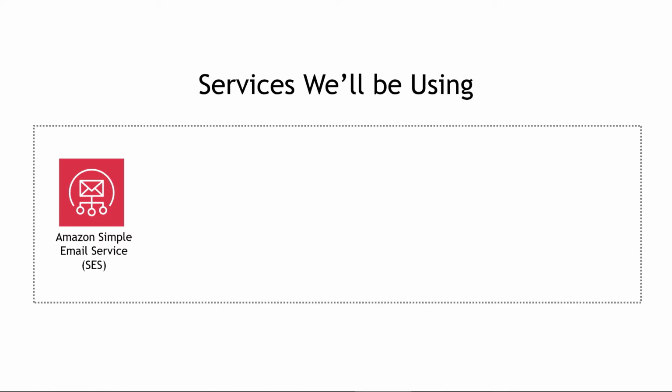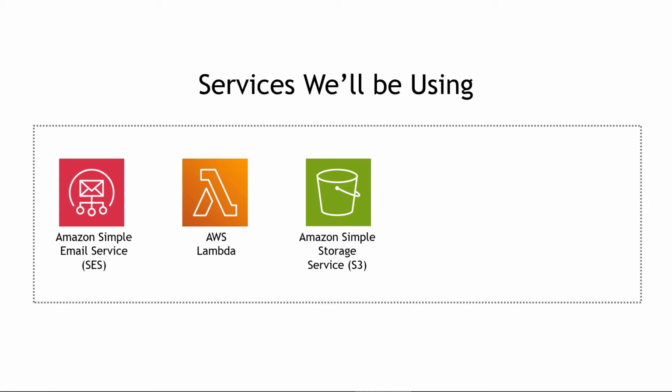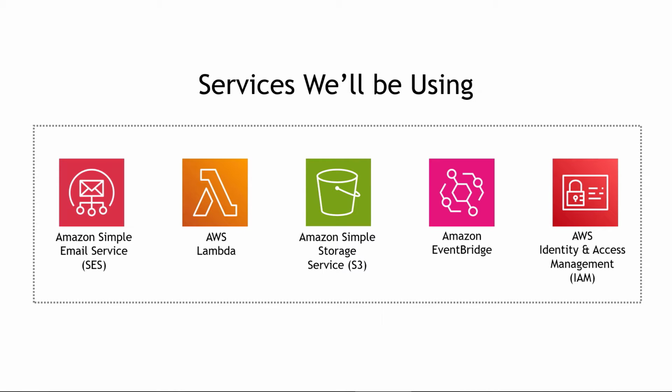The Simple Email Service, or SES, to actually send the emails. Lambda for some email sending logic and personalizing the emails. S3 will be used to store the email templates and a list of contacts to send to. We'll use EventBridge to set up a schedule and trigger the Lambda function. And then, as always, we'll need some Identity and Access Management, or IAM.